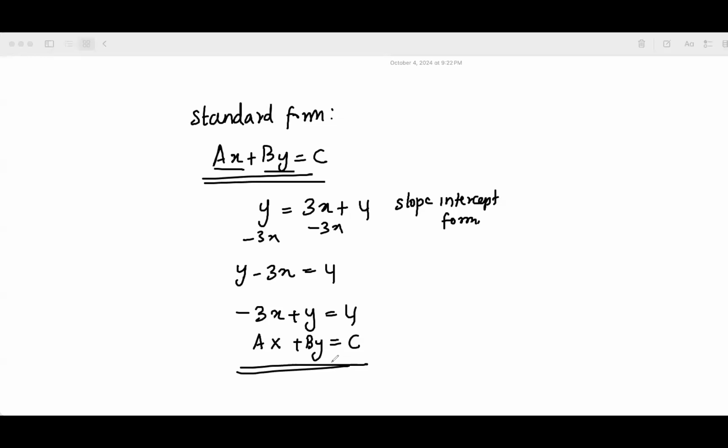You're trying to isolate the x and y to one side, the constant to the other side. Yeah, that is standard form. Okay, what is this format? Minus 5x plus 15y equal to 7. What is this format? Standard form.